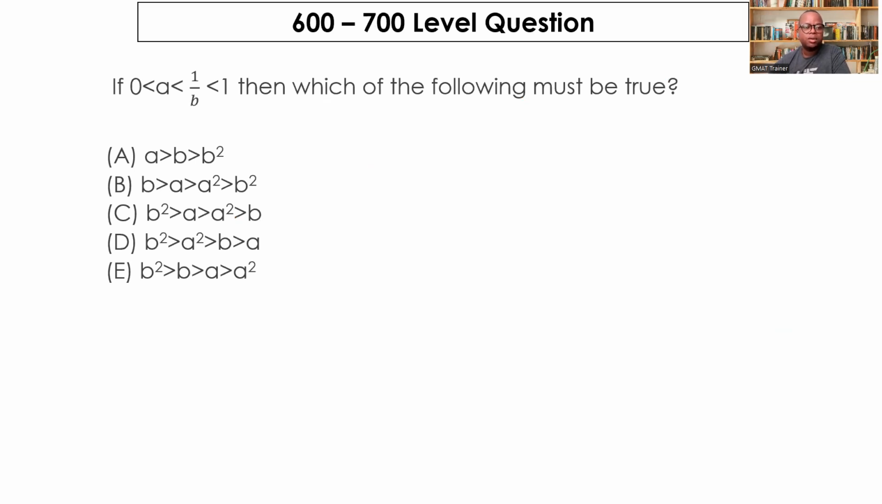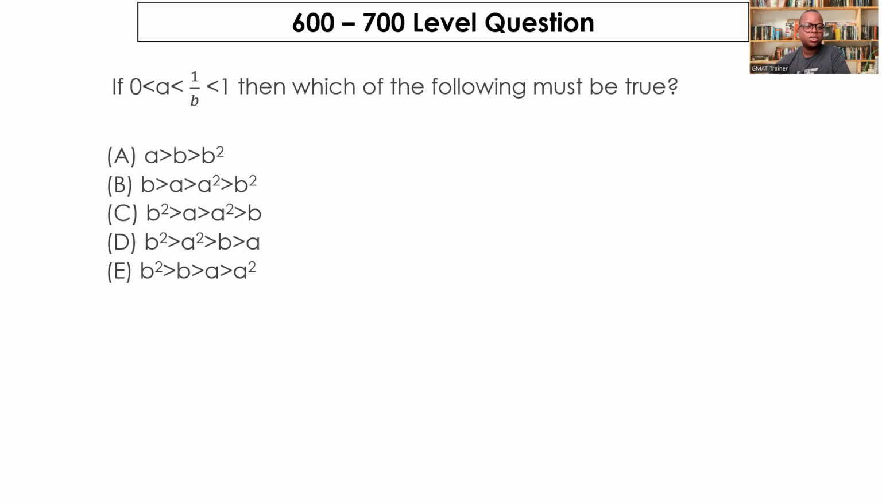If 0 is less than a, which is less than 1 over b, which is less than 1, then which of the following must be true? So this one, what does it show you? It shows you that we have 1 over b here. When you see 1 over b and the boundaries between 0 and 1, you're looking at either a decimal or a fraction. So the properties of fractions or decimals come into play. So which of the following must be true?